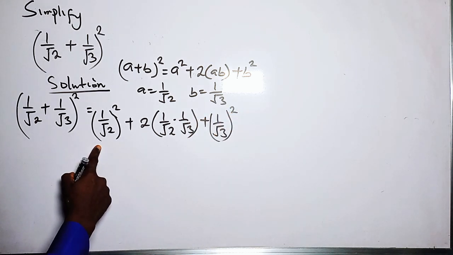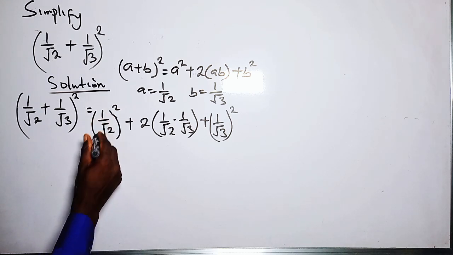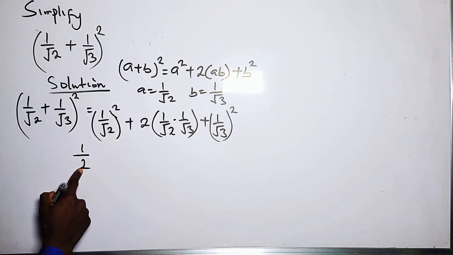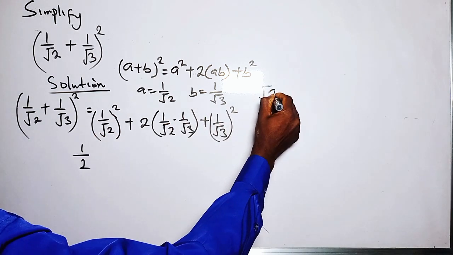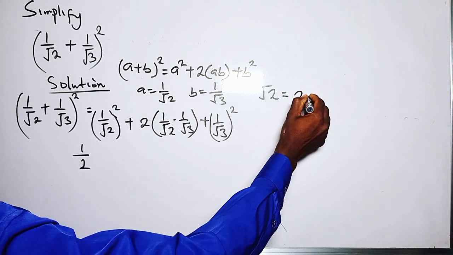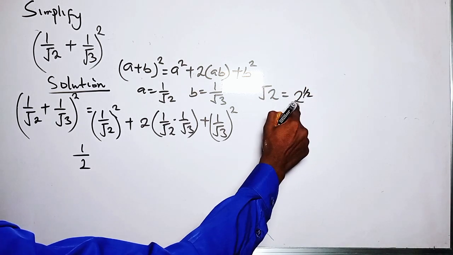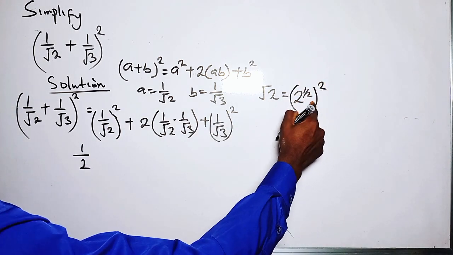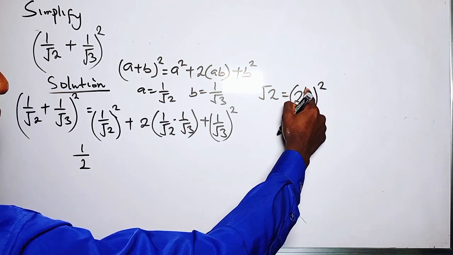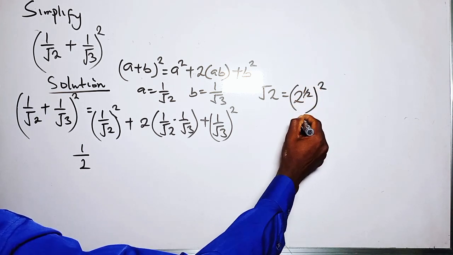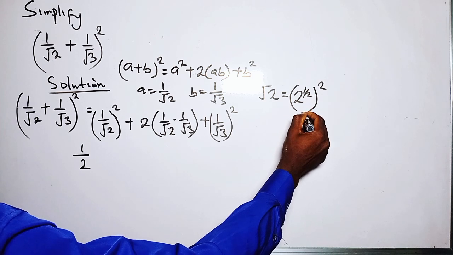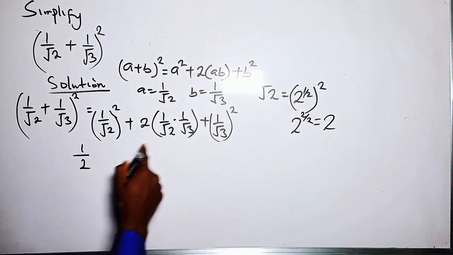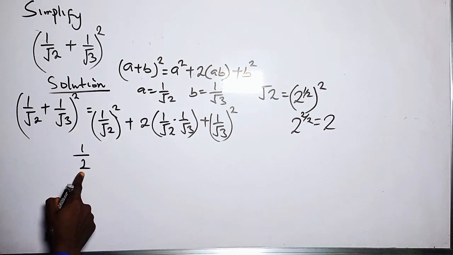So let us simplify this further. For 1 squared, we have 1. For root 2 squared, we have 2. How do we get that? Root 2 is the same as 2 raised to the power half. When we square this, applying the exponent law, the half multiplies the 2, giving 2 over 2, which is 1, so we have 2 to the power 1, which is 2.